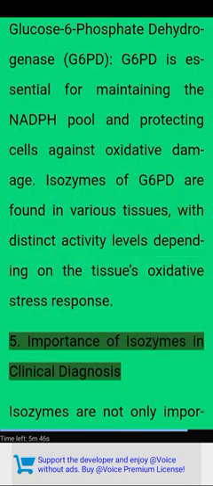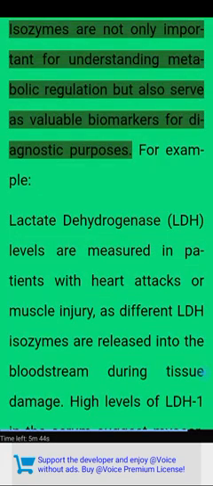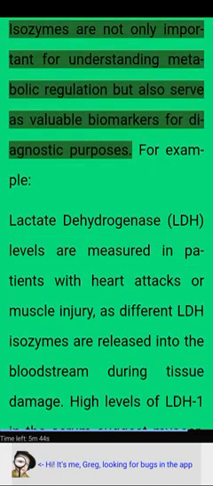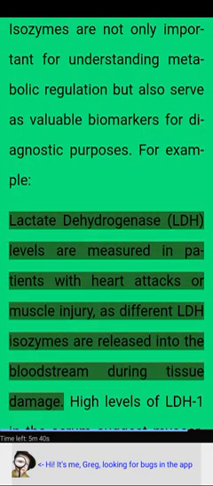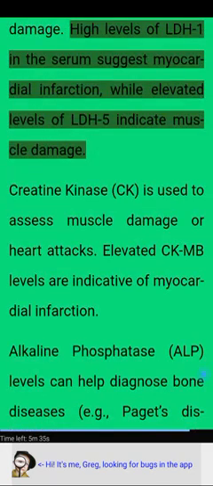5. Importance of isozymes in clinical diagnosis. Isozymes are not only important for understanding metabolic regulation but also serve as valuable biomarkers for diagnostic purposes. For example, lactate dehydrogenase (LDH) levels are measured in patients with heart attacks or muscle injury, as different LDH isozymes are released into the bloodstream during tissue damage. High levels of LDH1 in the serum suggest myocardial infarction, while elevated levels of LDH5 indicate muscle damage.